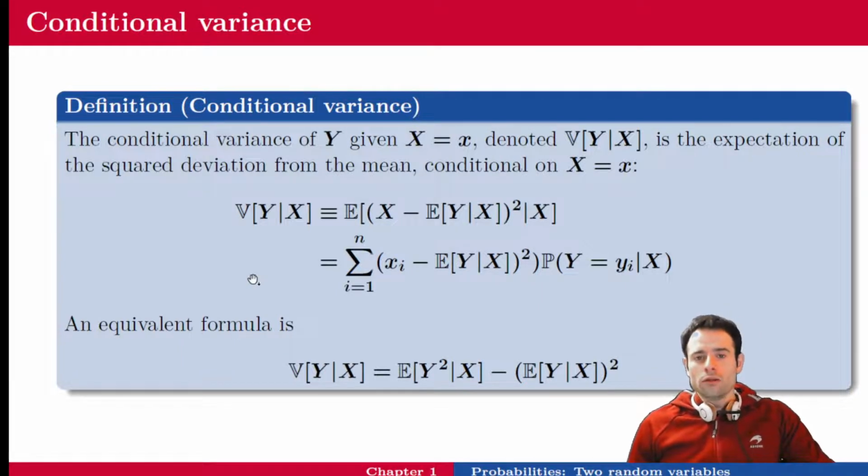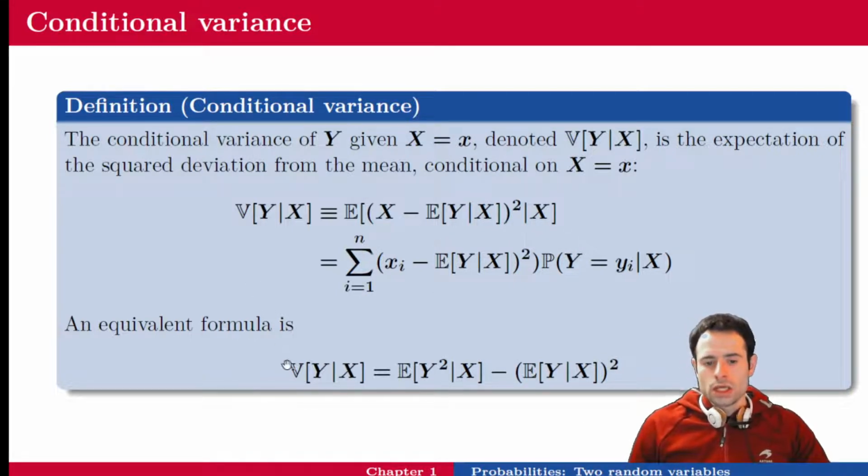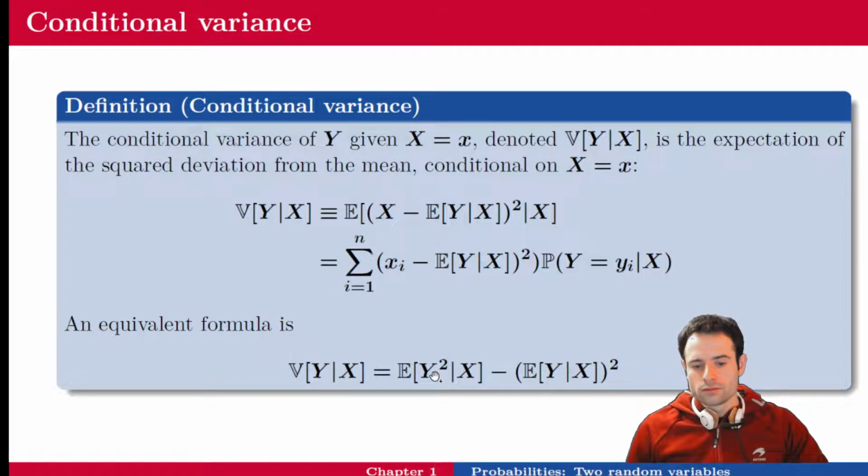The second formula, the one I use most of the time, but both should be known, is going to be the same except that we have conditional expectations. So here first I compute my conditional expectation and then I take the square of it. Here I compute the conditional expectation of y squared.